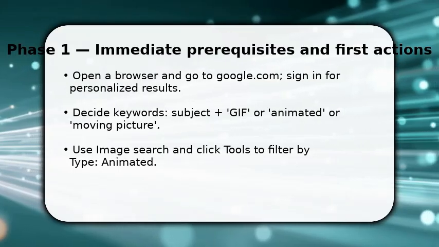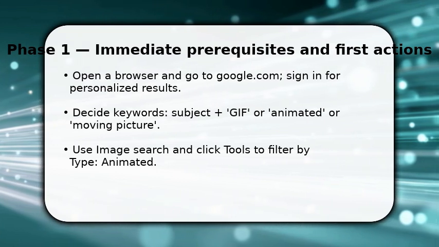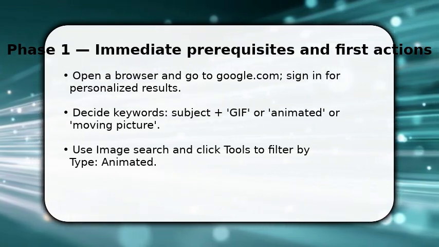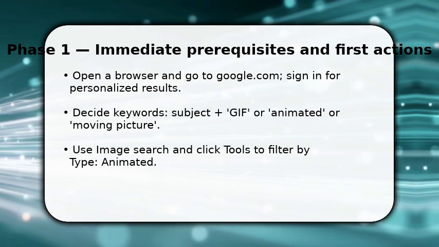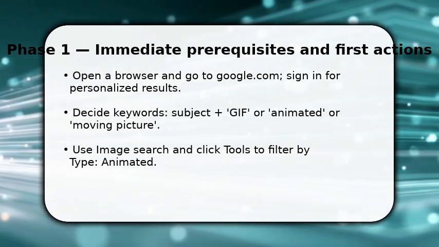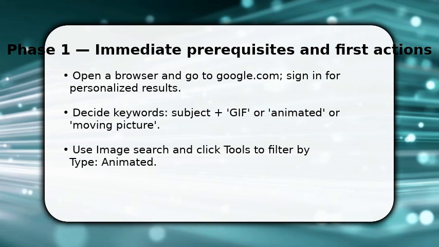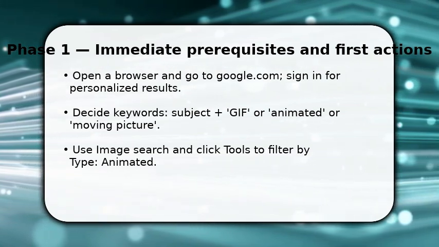You begin with the essentials. Open Google and sign in if you want saved results. Then decide precise keywords, name the subject, add GIF or animated. Once typed, press enter and switch to images. This is crucial because Google's animated filter lives there.